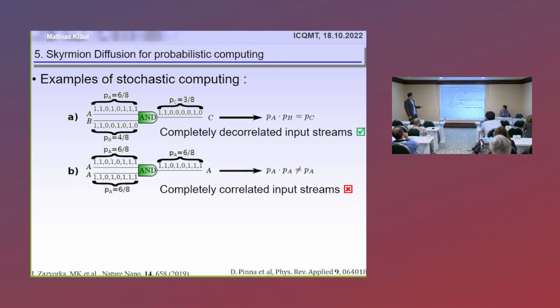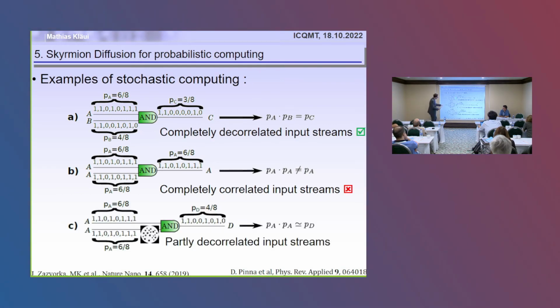And 6 over 8 times 6 over 8 is not 6 over 8. So that's definitely wrong. So completely correlated input streams give you wrong results. And so now what we have to do is we need to shuffle around the order of the ones and zeros while keeping the number of ones and zeros constant. So to reshuffle the order of the ones and zeros to decorrelate these input streams. And there is no efficient, scalable, low-power solution for this using CMOS.